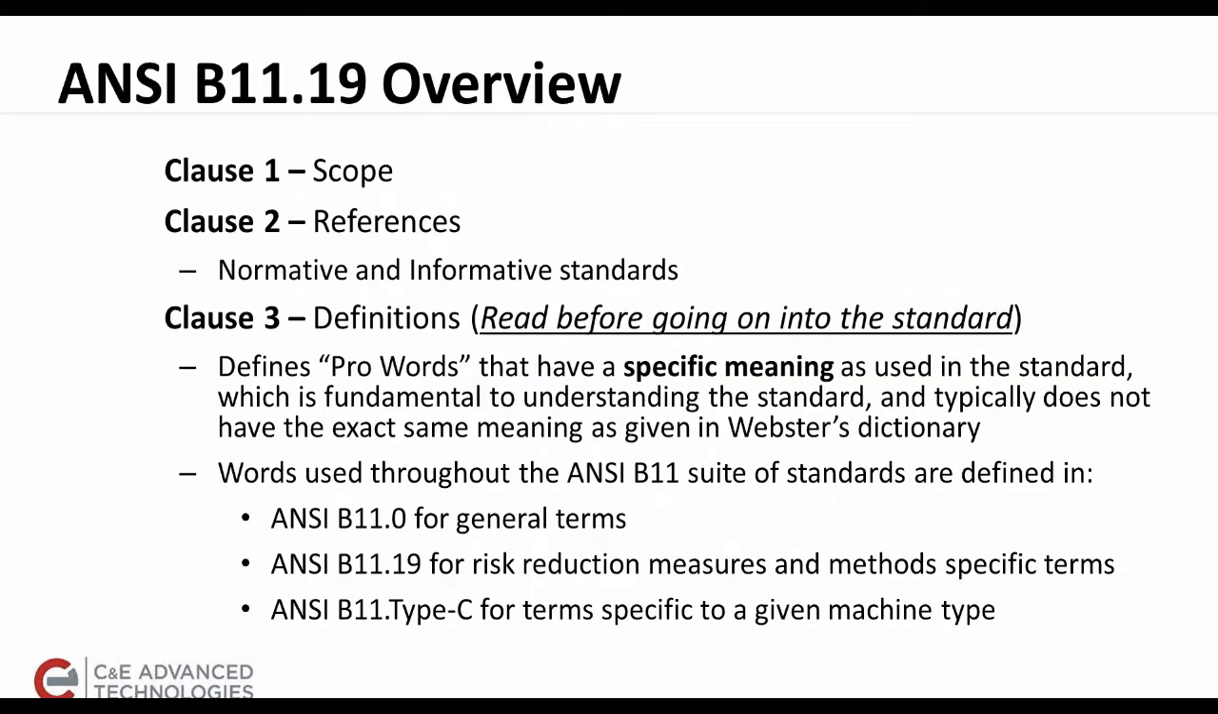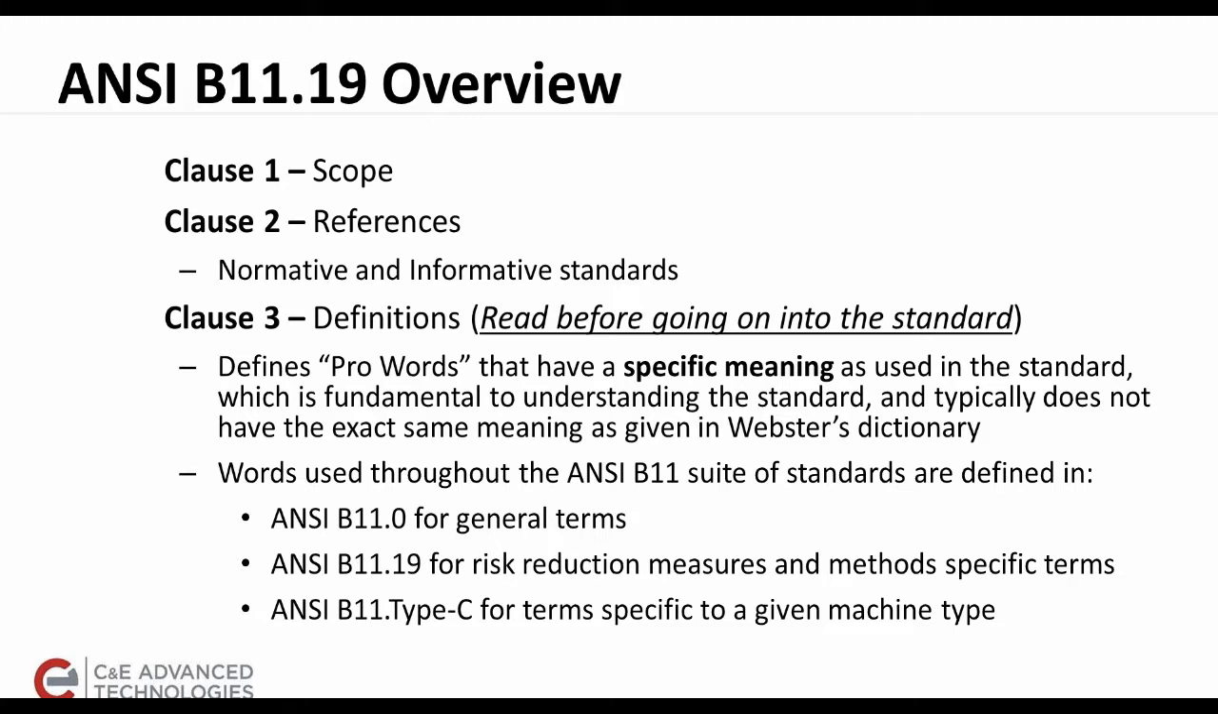Now a little bit more on the various clauses. Clause 1 is a scope. It talks about the same thing we introduced on how the standard is used, gives some history and so on. Clause 2 is on references. It gives both the normative and the informative standards, which add additional information, either requirement or just general knowledge to the standard that you're reading.